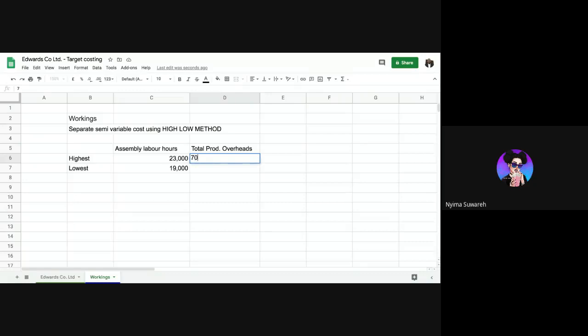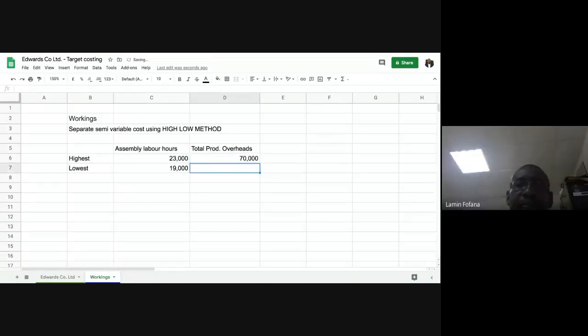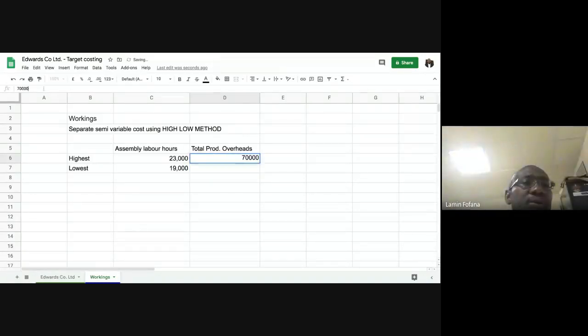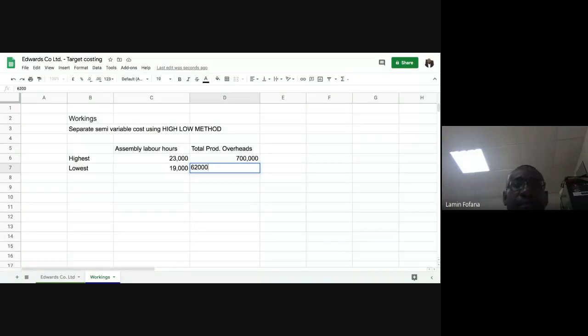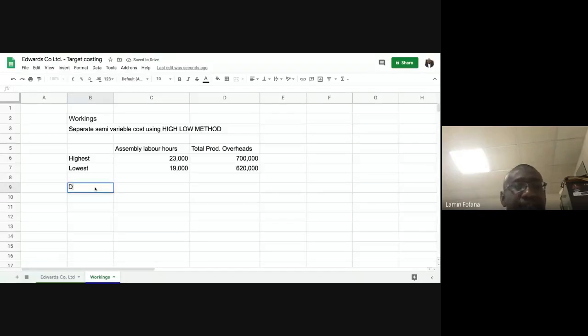700. Oh, excellent. Add one more zero. Okay, and what is the corresponding production overhead for the lowest activity level? 620. So let us find their difference.